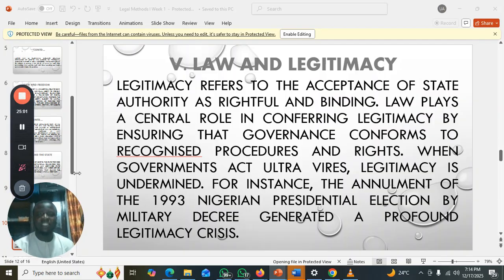Law and legitimacy. So what do we mean by legitimacy before we go further? Legitimacy is a situation where you accept something that you know is binding on you and it is real from a given authority. It is rightful that you follow it. Just like I told you, anything legit means anything right, anything good, anything real. Okay? So, legitimacy refers to the acceptance of authority as rightful and binding. So you accept this particular authority.